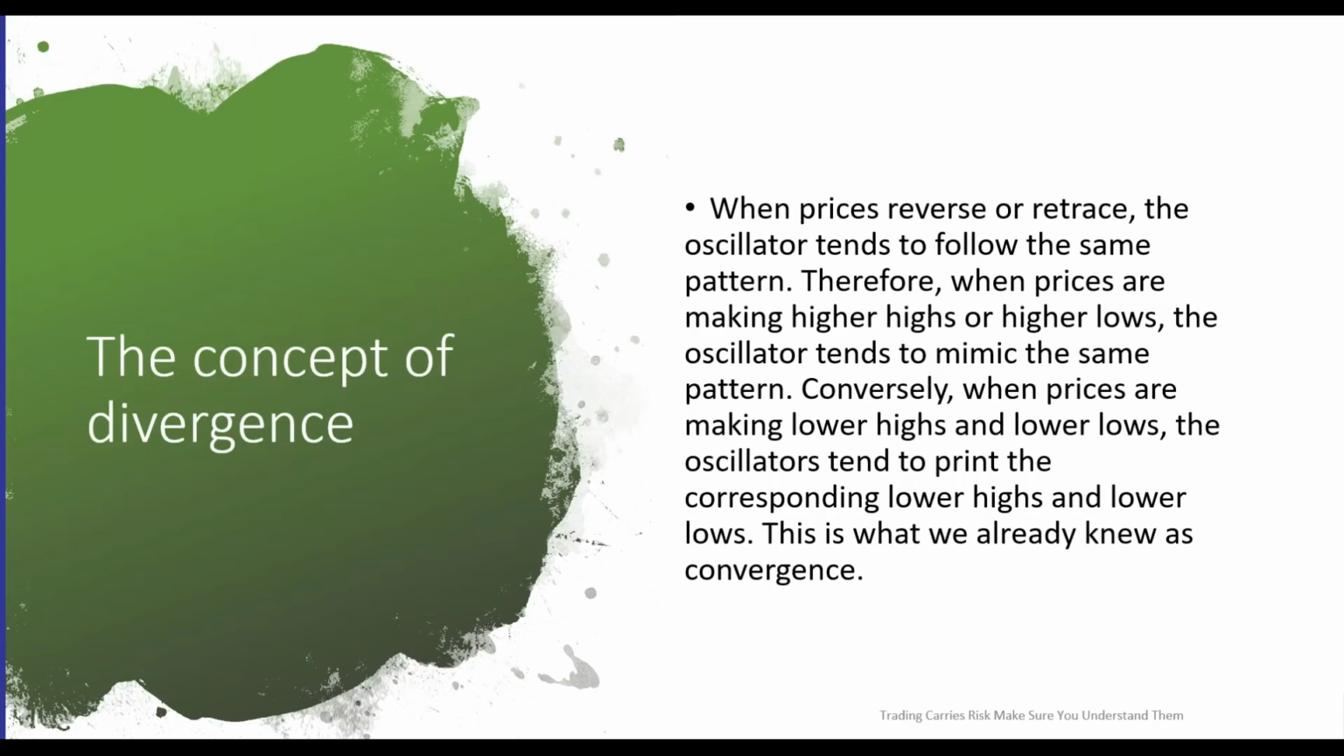When price reverses or retraces, the oscillator tends to follow the same pattern. Therefore, when prices are making higher highs or higher lows, the oscillator tends to mimic the same pattern. But conversely, when prices are making lower highs and lower lows, the oscillator tends to print the corresponding lower highs and lower lows. This is what we all know as convergence. Convergence is when they move in the same direction. Divergence is when they start moving in opposite directions.